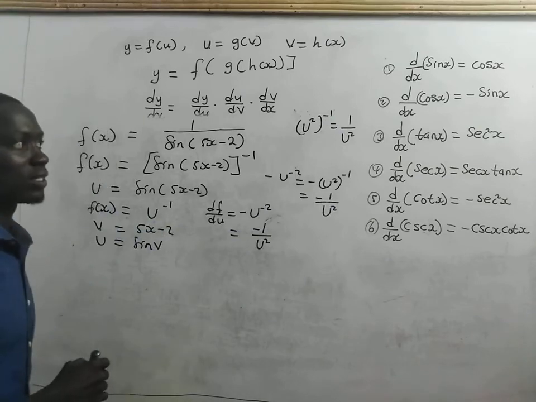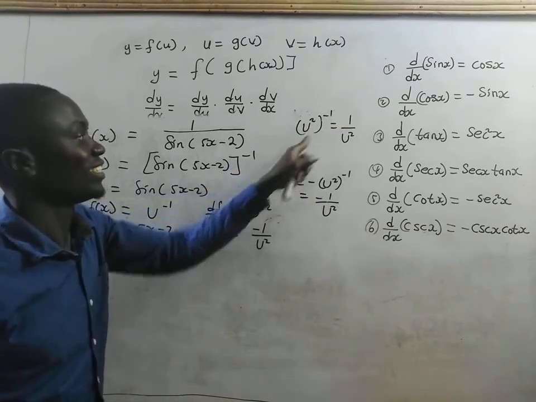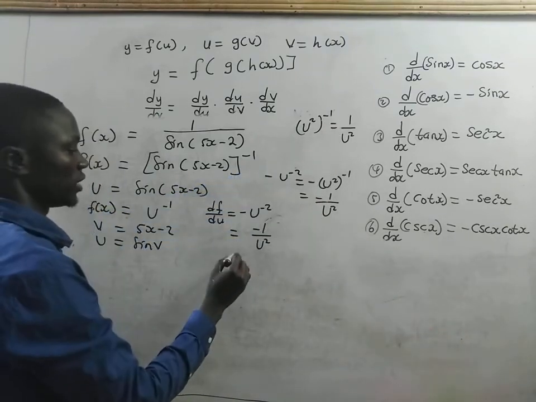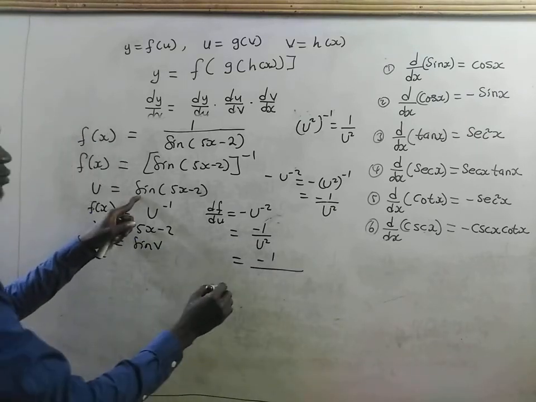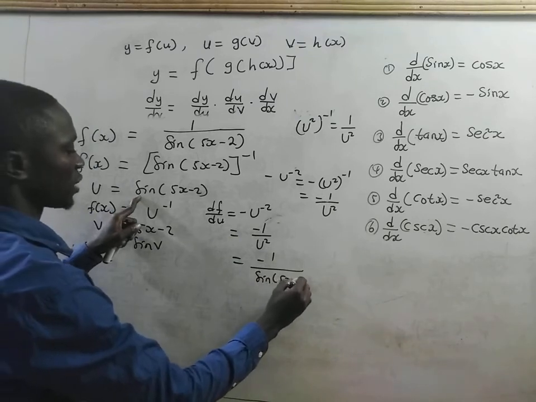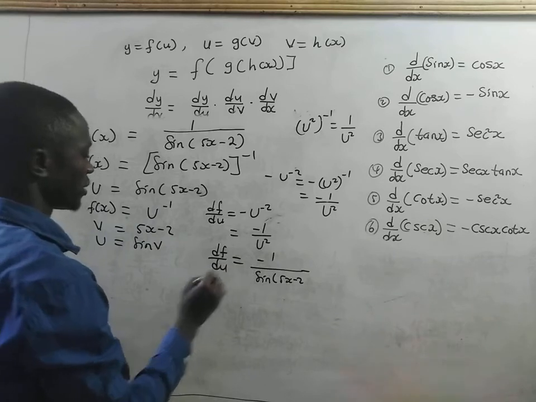So check that one out. This negative 1 is not what we are seeing here. This negative is multiplying this 1. That's what we are seeing there. So this is the same as negative 1 divided by what is u? u is sine of 5x minus 2. So let's put our df on du here.